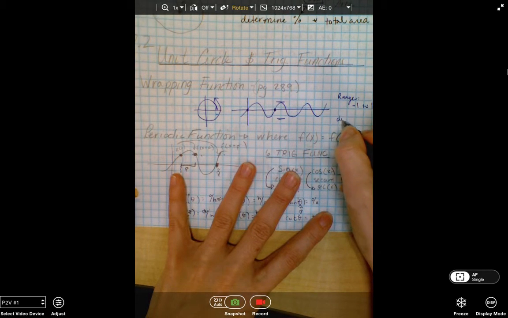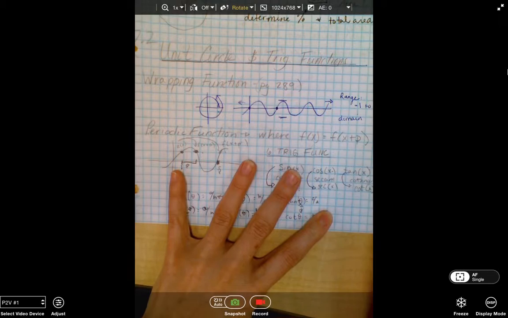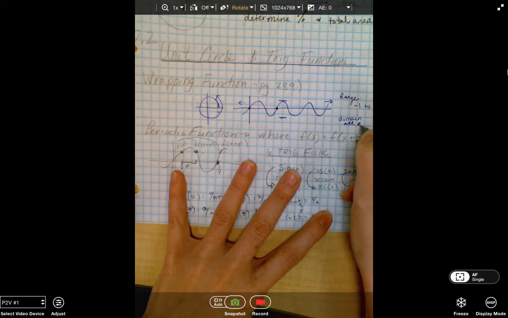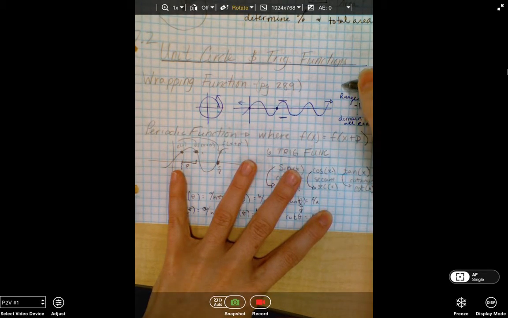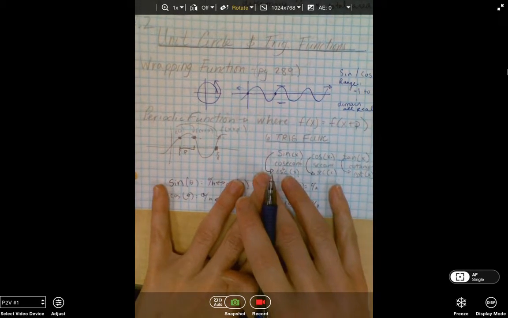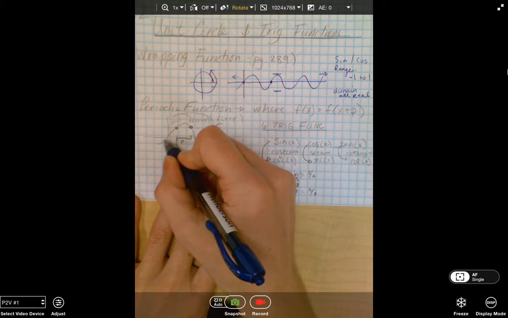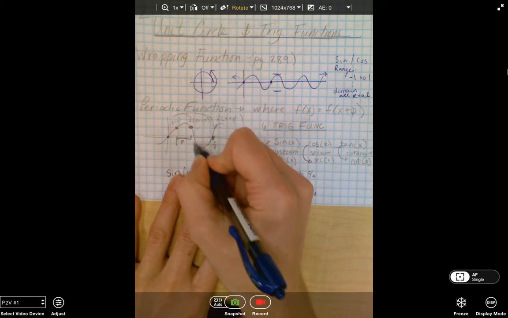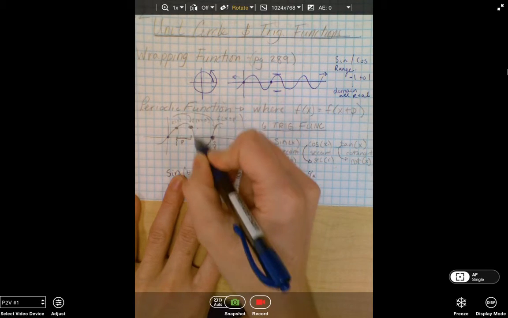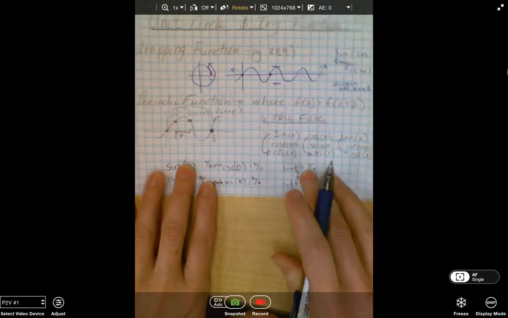And the domain, because we can go infinitely to the left and infinitely to the right, is all real numbers. This is for both sine and cosine. Periodic functions. It has a period where one can start and end back on the same graph. So this is just a repeating graph over and over.